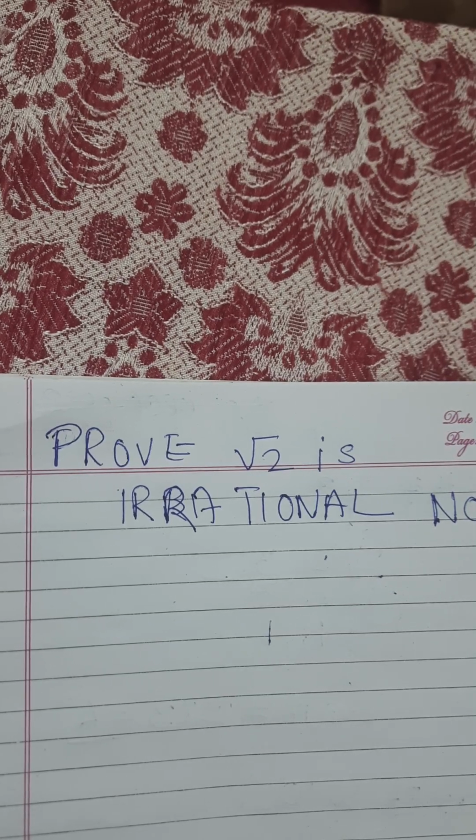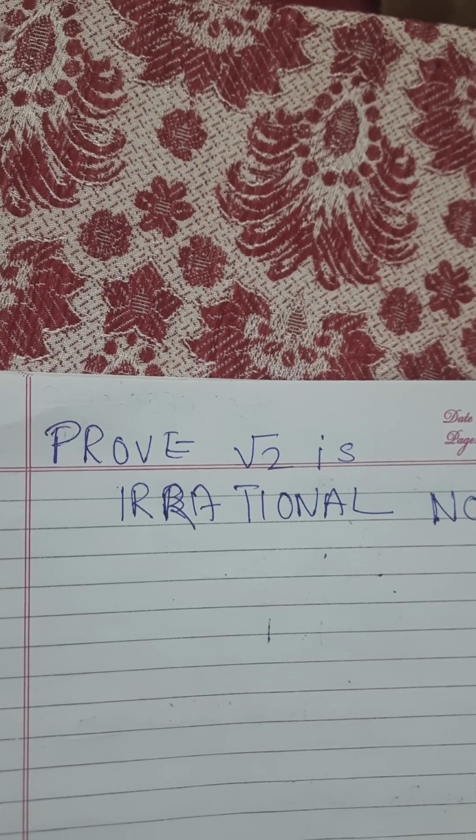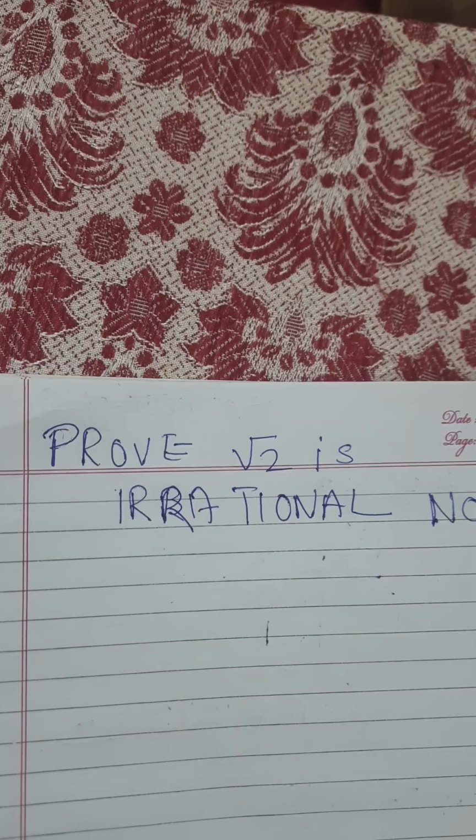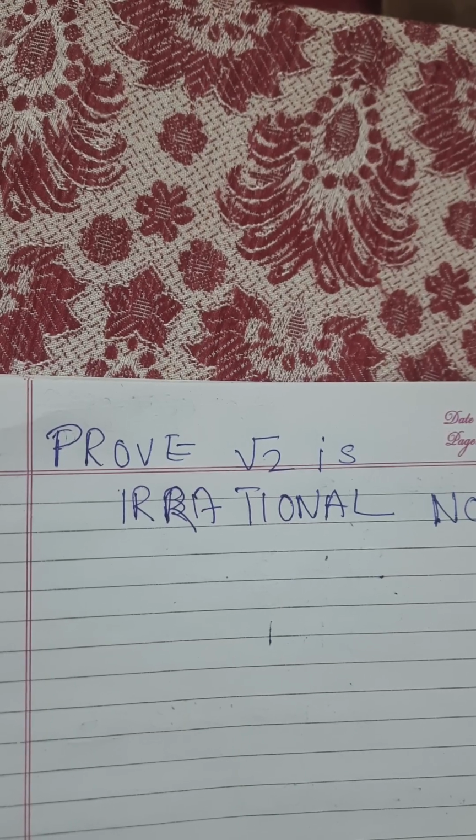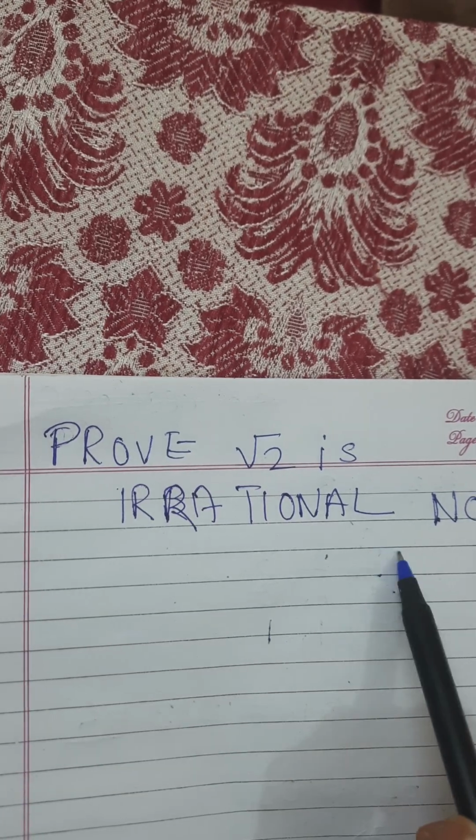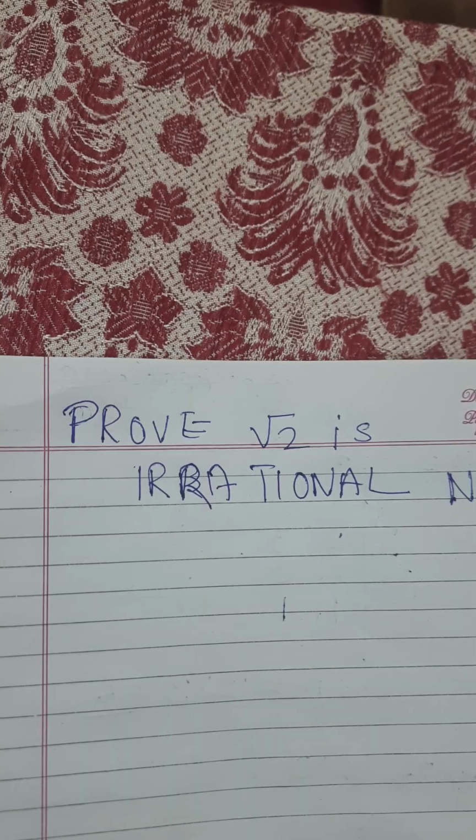Hello kids, today we are going to learn how to prove that a certain number is irrational. So what we are going to do is use proof by contradiction.